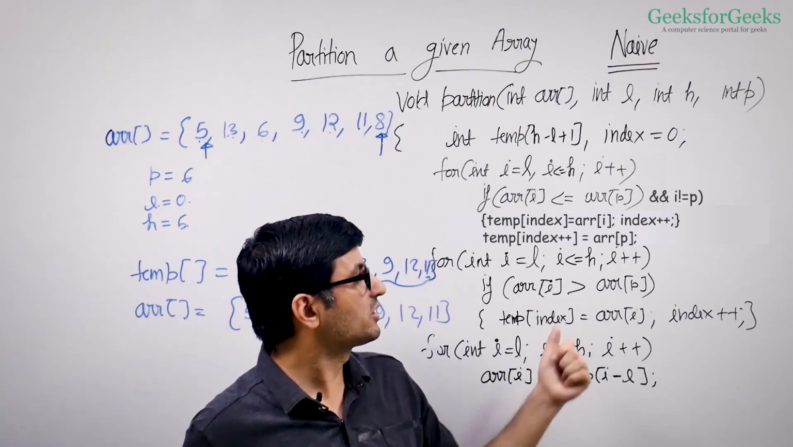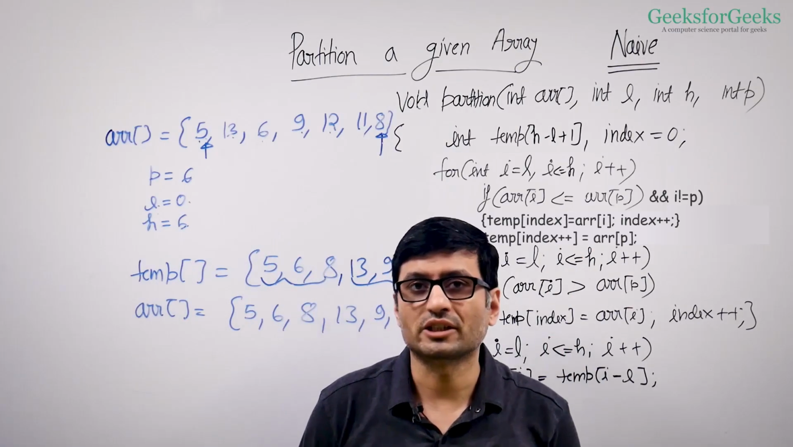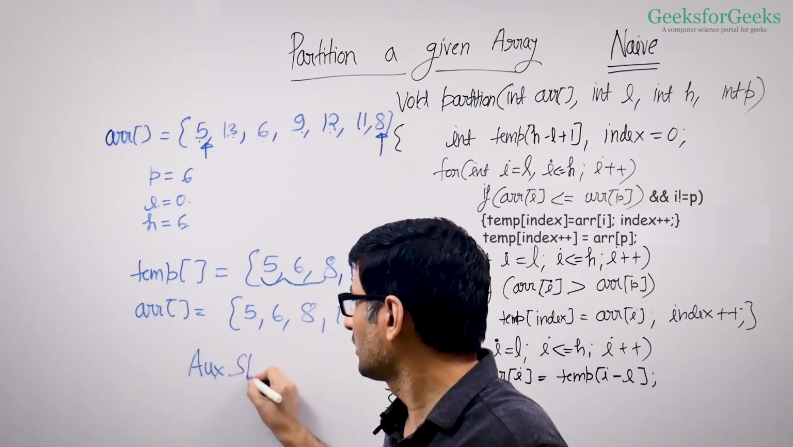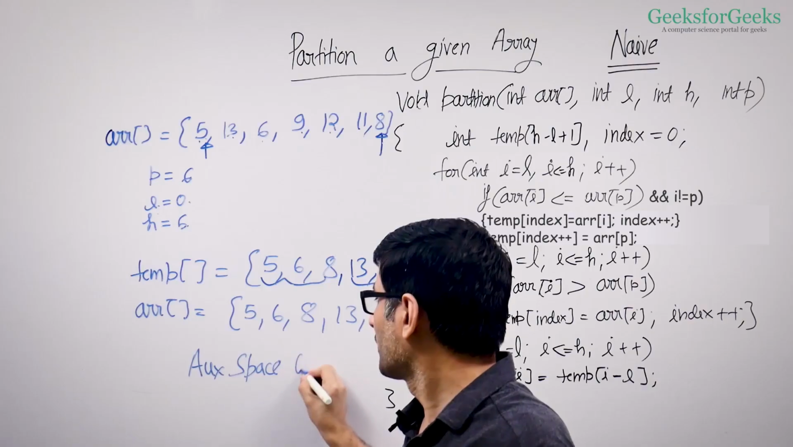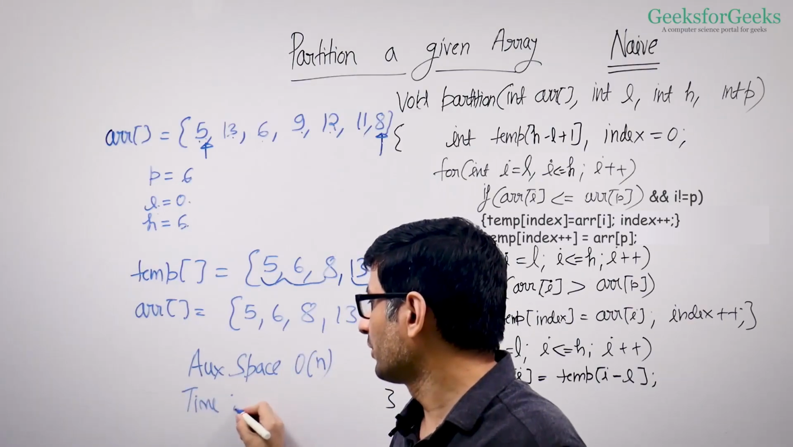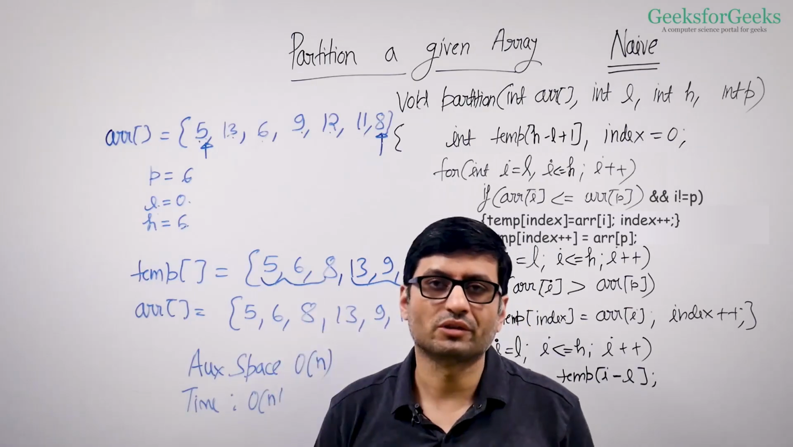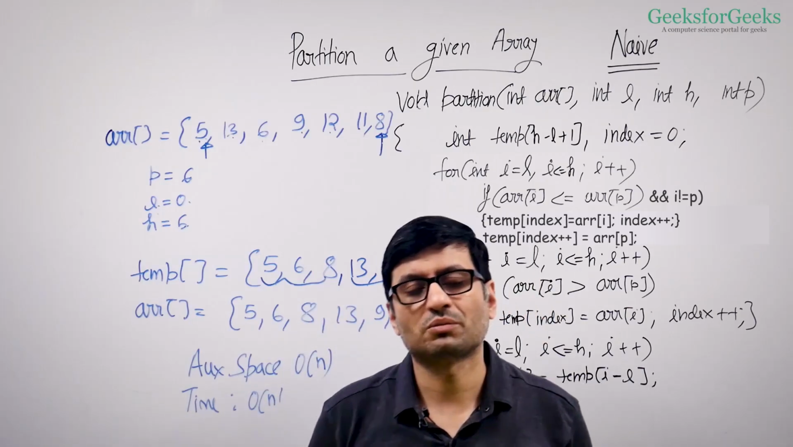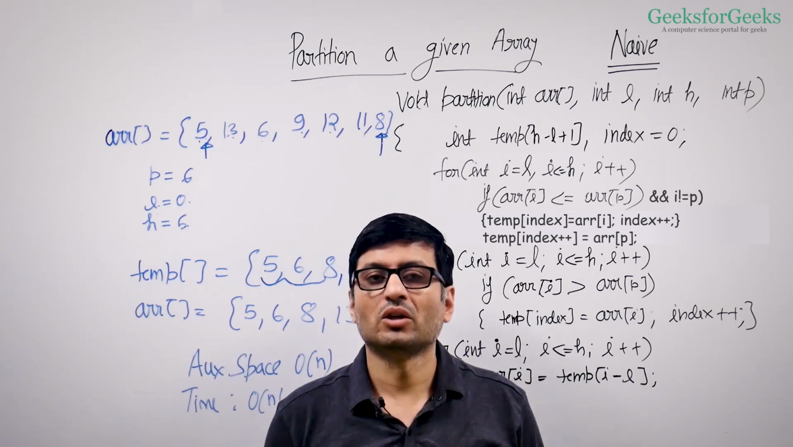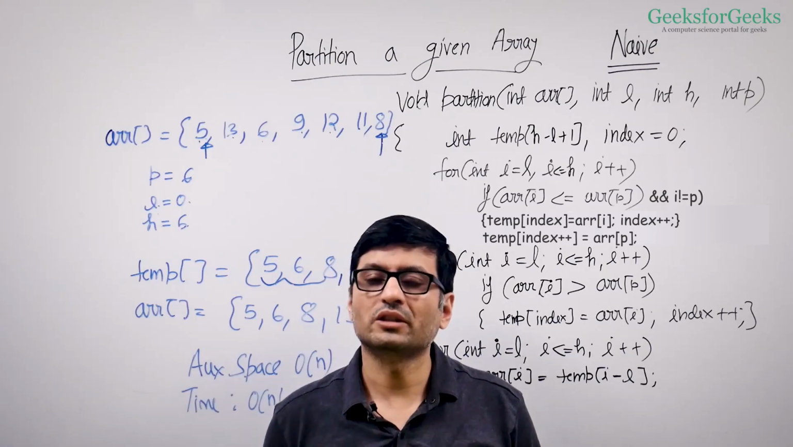It requires 3 traversals and also requires big O of n extra space. So the auxiliary space requirement is big O of n, and time is big O of n. But it is like doing 3 traversals of our input array. So can you solve this problem with big O of 1 extra space? We'll talk about that solution, the Lomuto partition solution, in the next video.